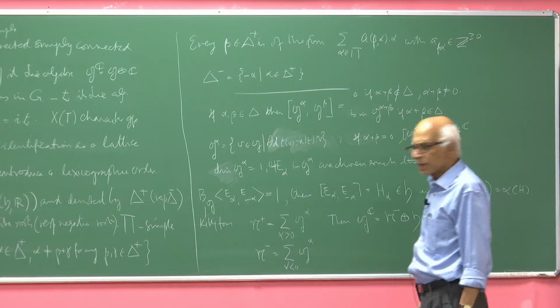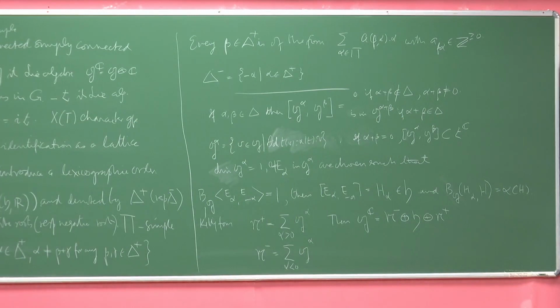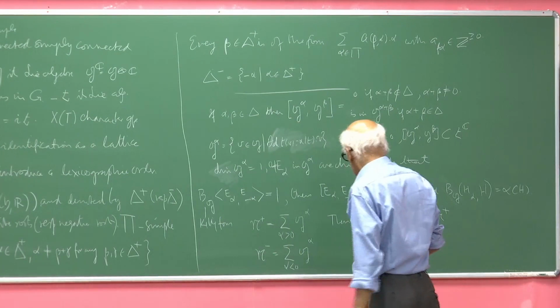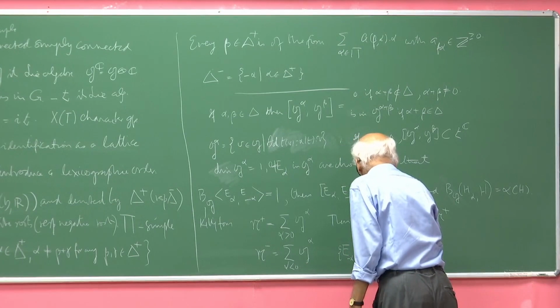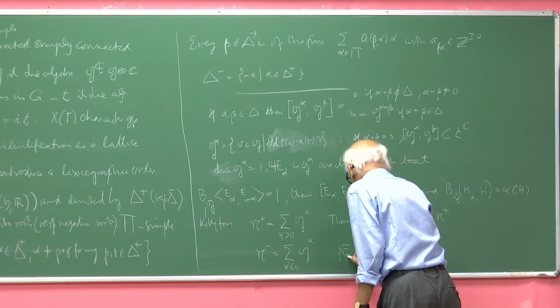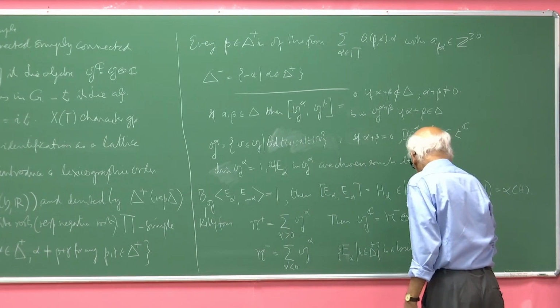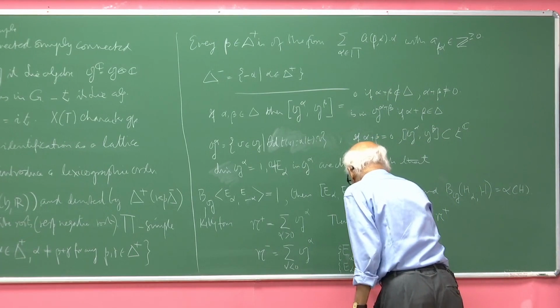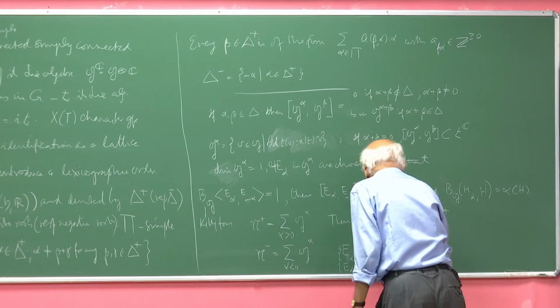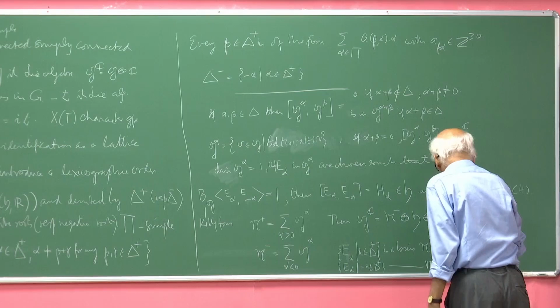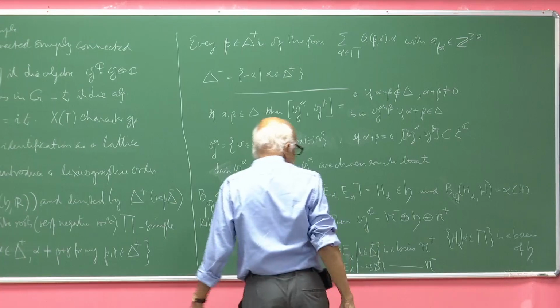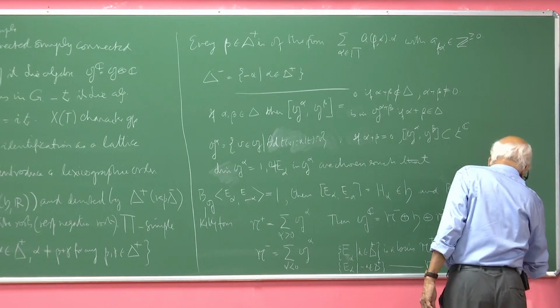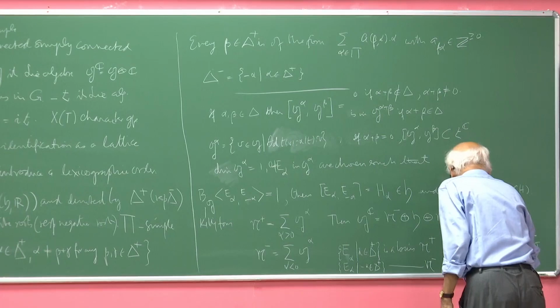Now we have seen that E_alpha, alpha in Delta plus, is a basis of n plus. The same thing with E_minus alpha, alpha in Delta plus, is a basis of n minus, and H_alpha, alpha in Pi, is a basis of T_C. In fact, it's a basis of H over R.